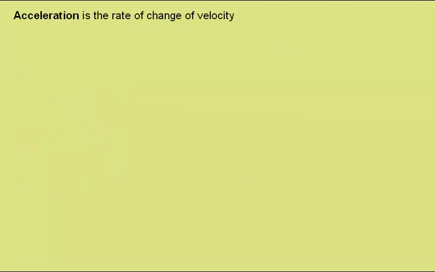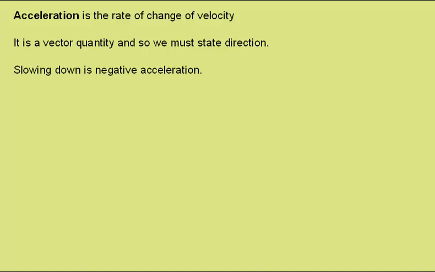Acceleration is the rate of change of velocity. It is a vector quantity, and so we must state its direction. This means that slowing down is classed as negative acceleration, as we have a negative change in velocity. So acceleration is calculated as the change in velocity divided by the time taken.